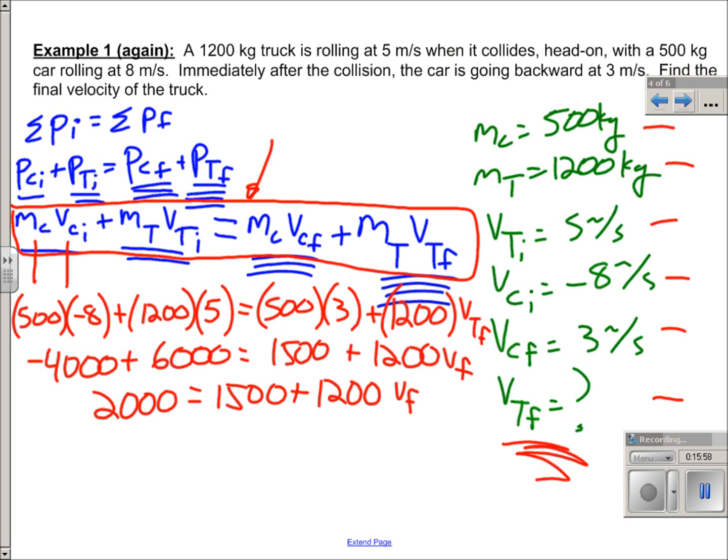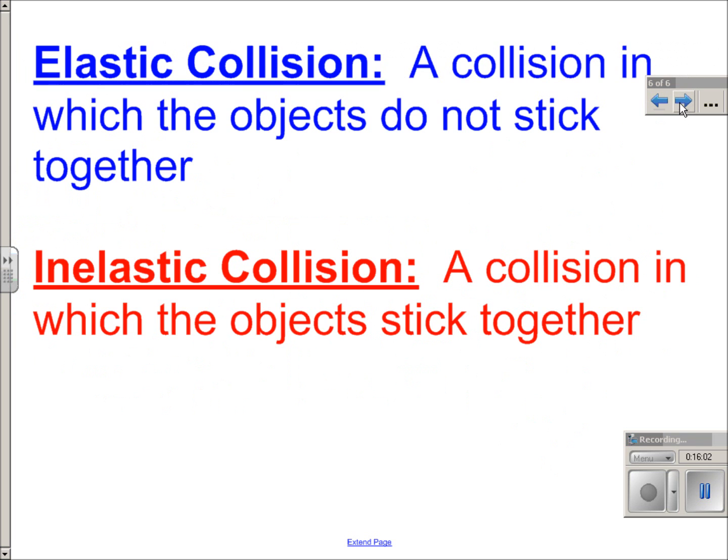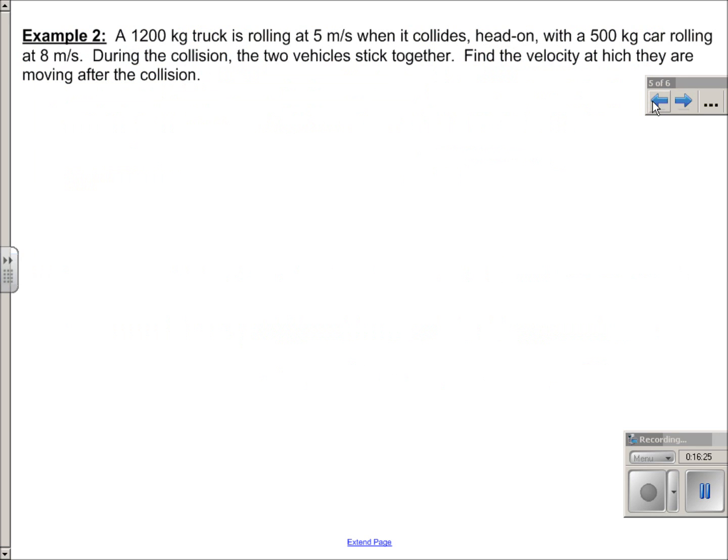Okay, so one other quick thing here. In this example, the objects did not stick together, right? The two cars collided, one of them slowed down, the other one got pushed back. A common thing that happens in collisions is your two objects will collide and then stick together, right? Like two balls of clay smacking into each other. That's what's called an inelastic collision. So I want to show you how to solve that.